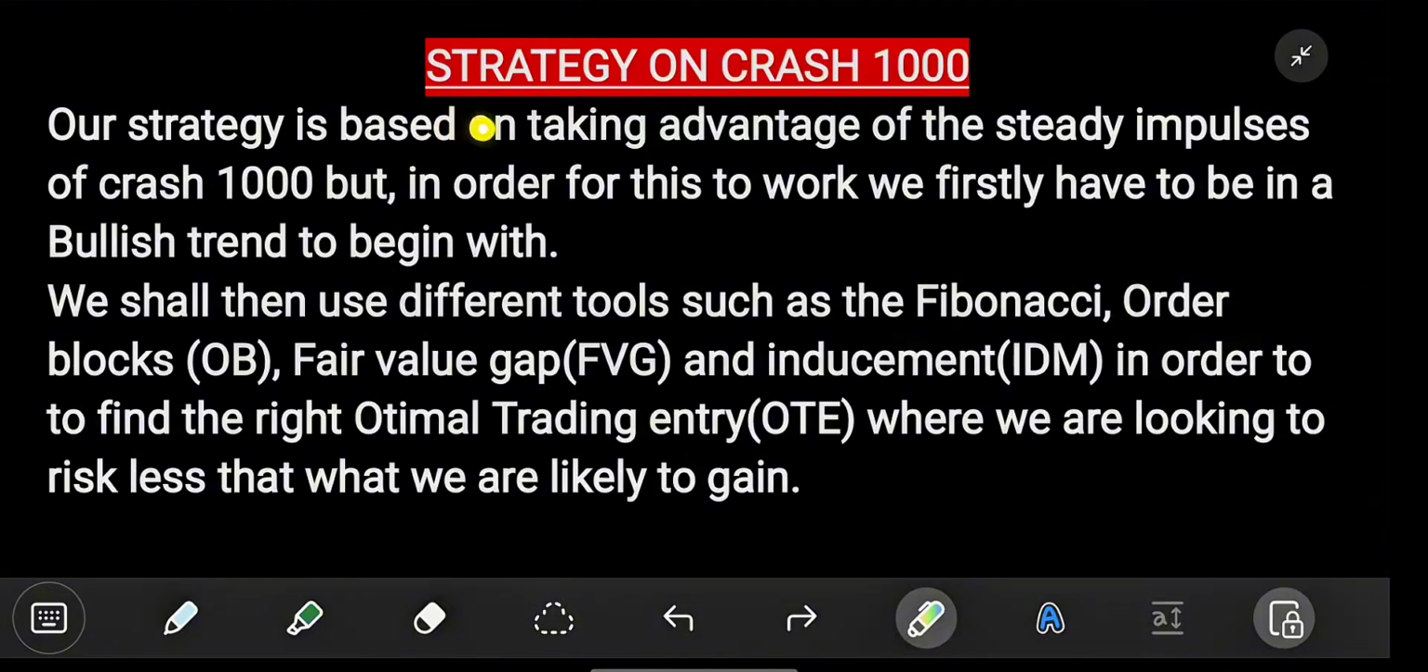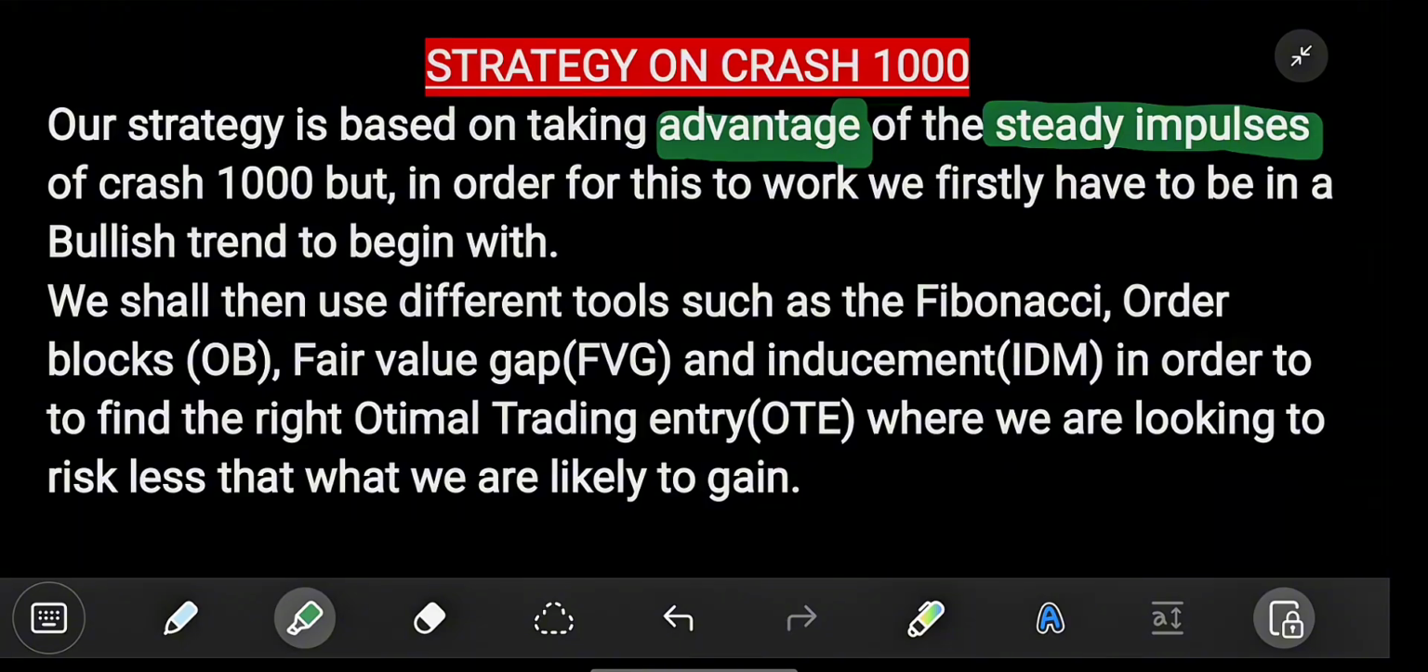our strategy is based on taking advantage. Okay, so what we're mainly going to be doing when it comes to Crush 1000 is we're going to be taking advantage of the steady impulses, those slow moves to the upside. So we're going to only be interested in trading it when we're in a bullish trend. Okay, but in order for this to work, firstly we have to be in a bullish trend to begin with.